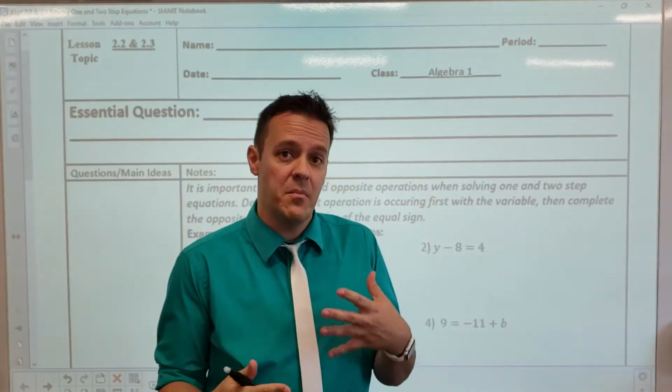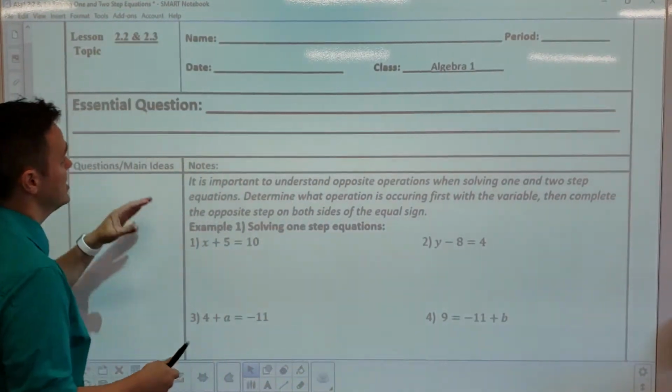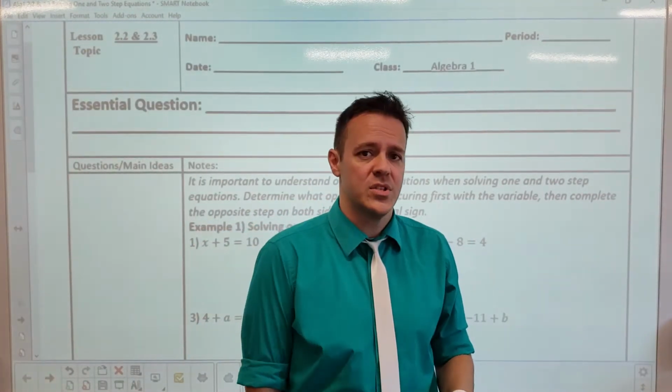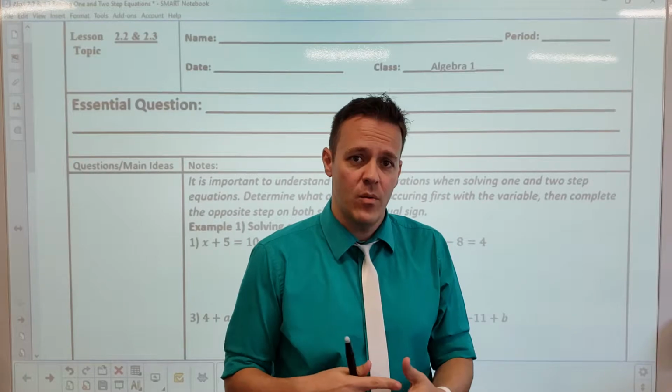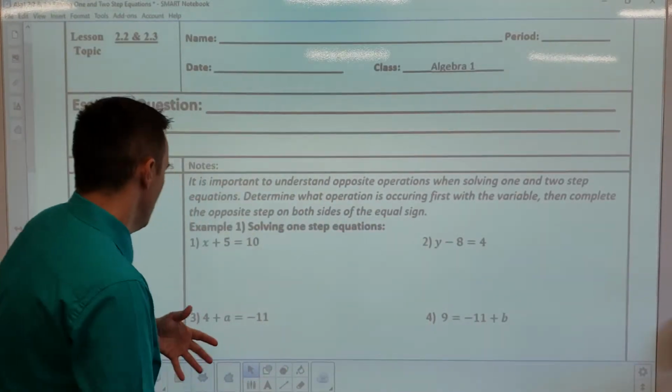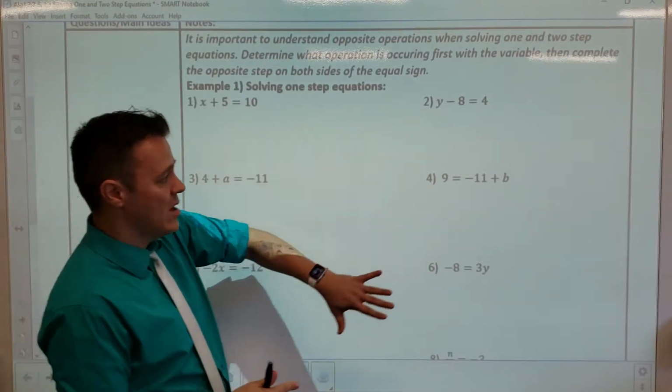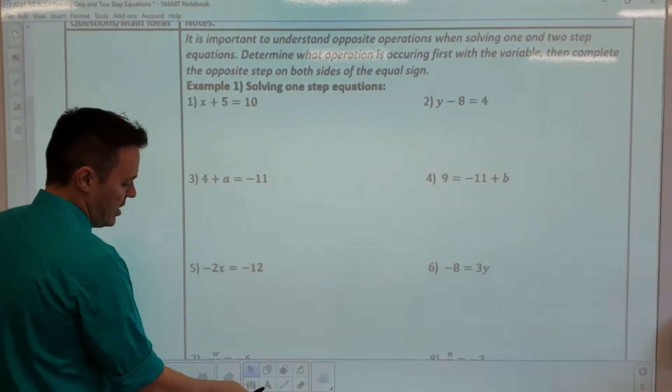So this is a combo lesson for us. In our books, lesson 2.2 is actually single-step equations. It's really super simple. So we kind of merged that with 2.3, which is multi-step. We'll be doing a lot of stuff in class. The notes look different because this is the actual notes. I don't have the PowerPoint set up like I usually do.